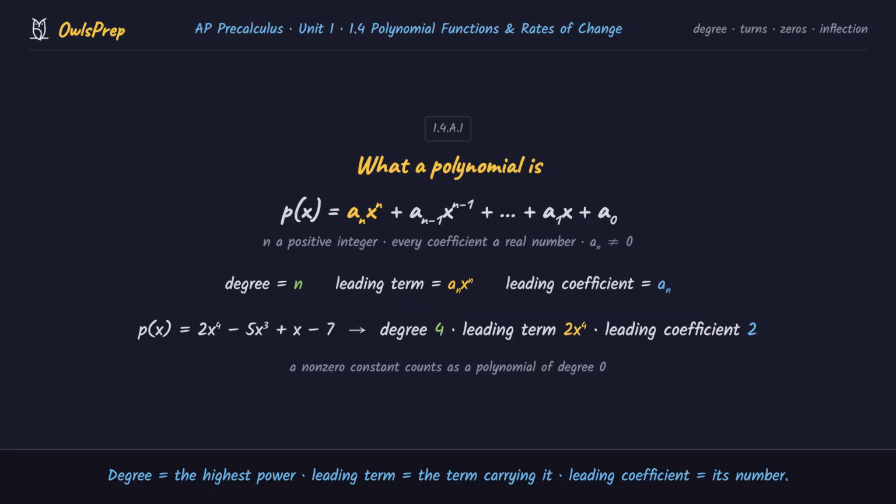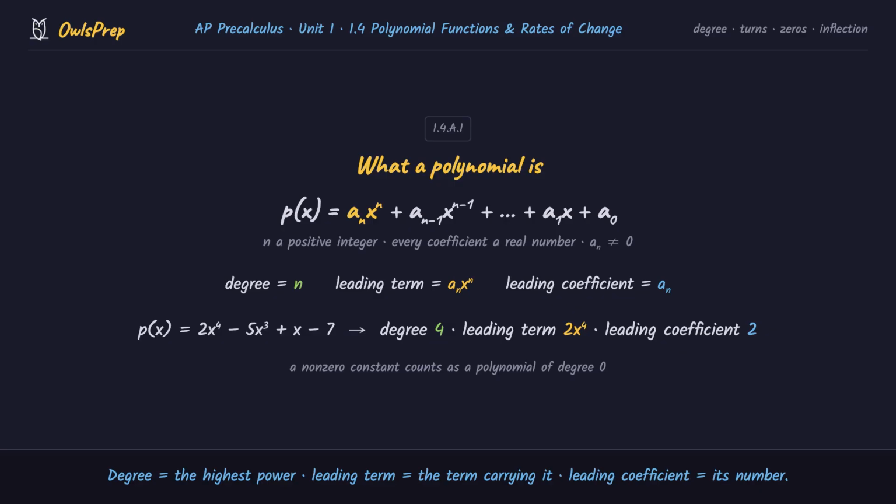Start with what a polynomial actually is. A non-constant polynomial function of x is anything you can write in this form. A sub n times x to the n plus a sub n minus 1 times x to the n minus 1, and so on, down to a 1x plus a 0. Here n is a positive integer. Every coefficient is a real number, and the leading coefficient a sub n is not 0.